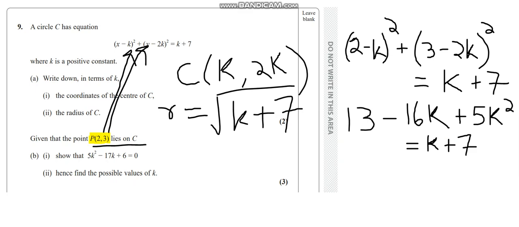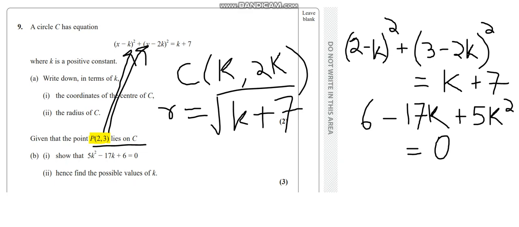Now guys, they say that in the b part we have to show that 5k squared minus 17k plus 6 is equal to 0. So we have to set the right hand side equal to 0, and to do that we'll bring this term right here, that's k plus 7, to the left hand side and set it equal to 0. Or what you can do is subtract both sides by k plus 7. So we'll get, there you go, 13 minus 7 is 6, and minus 16k minus k becomes minus 17k, and 5k squared remains as it is, and that's equal to 0.